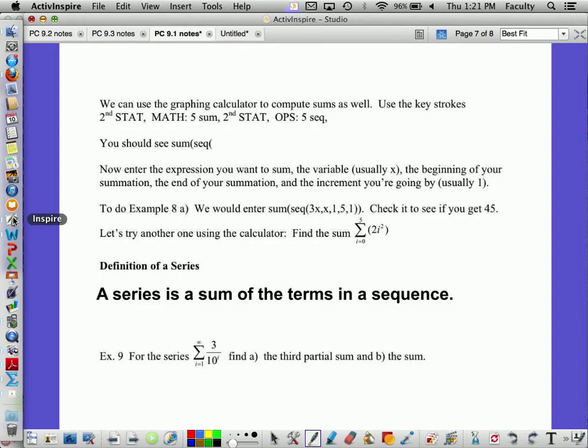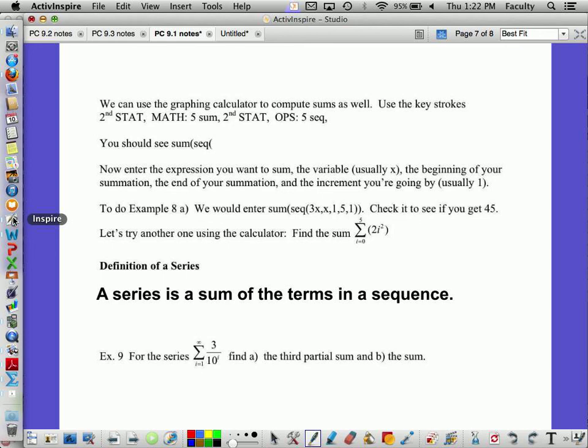All right, a series. A series is a sum of the terms in a sequence. Again, a sequence is a list of numbers that have some sort of pattern to them, and a series is when you add the terms up. So in example 9, it says for the series summation, i runs from 1 to infinity. And you might think, I can't do it to infinity. And you're going to be surprised, you can. This is 3 over 10 to the i power.